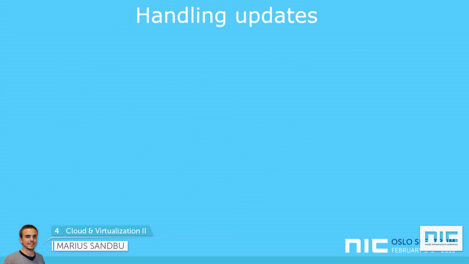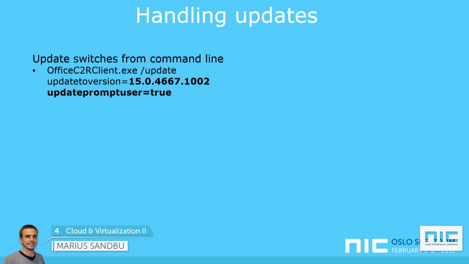So when handling updates, we want a new version. There's a couple of ways we can do it. We can use a Click-to-Run executable, which is installed locally. We can define a /update and specify the version we want to run. This is a manual operation, if you want to set up the latest version on a single machine, for instance.